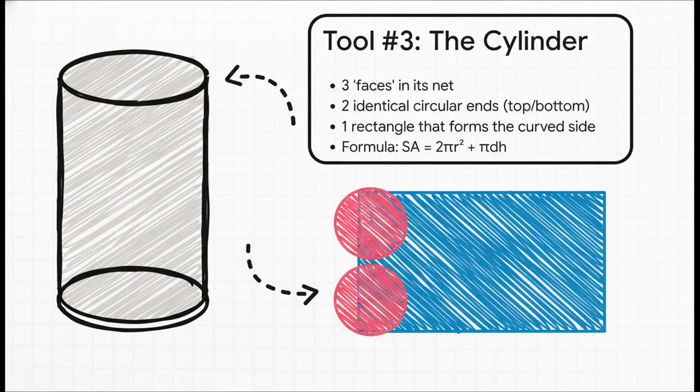And now for our final tool, the cylinder. Just think of any can of soda. The cool thing about a cylinder is if you could unroll it, what do you get? You get 2 circles, the top and the bottom, and 1 big rectangle that was the label part, the curved side. And the formula totally reflects that. It's just the area of those 2 circles plus the area of that 1 big rectangle.